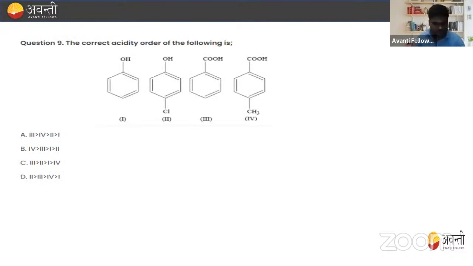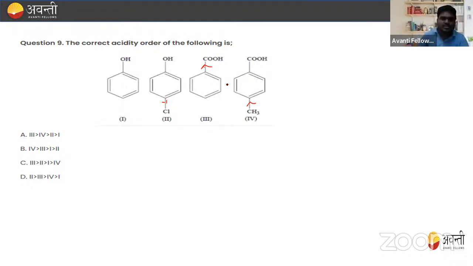Now, identify the correct acidic order of the following. Here an electron withdrawing group is attached, here also an electron withdrawing group is attached, and here an electron donating group is present. So if I'm talking about the acidic nature, which of the following is the most acidic?